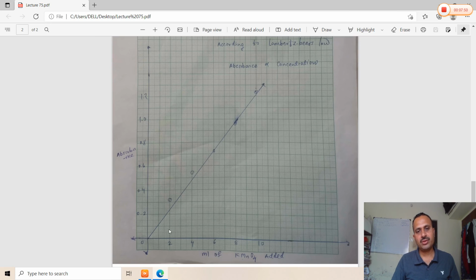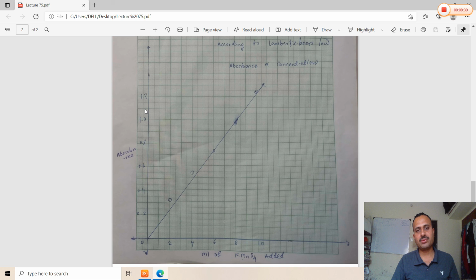So we draw a line from the origin and we get a straight line passing through the origin, having its equation y equals mx, and these points are very near to the line which we have already plotted through the origin. So here, according to Lambert's law, absorbance is directly proportional to concentration. These are the different concentrations of KMnO4, and these are the absorbance values, and we get this straight line from this.